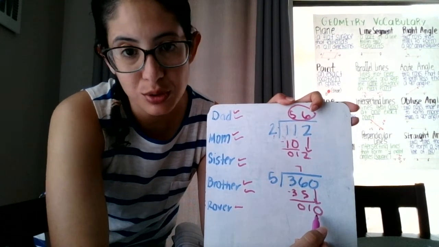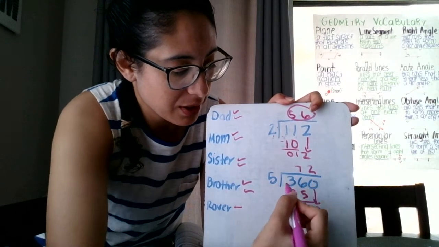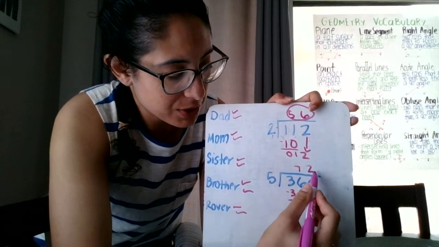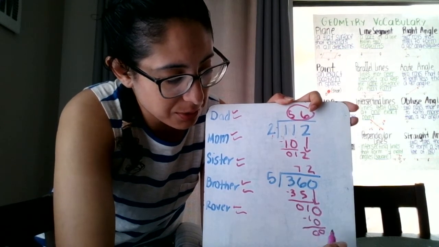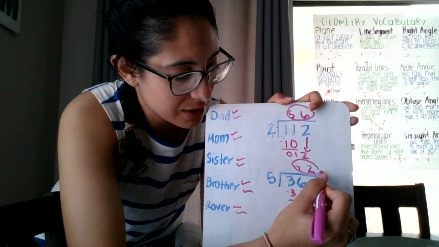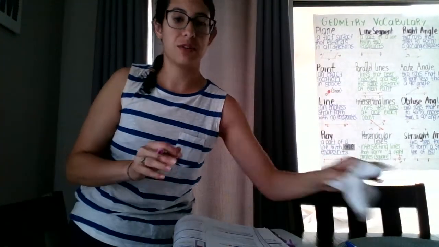5 times 2 is 10. So we'll put the 2 up here. So we repeat it. Now we check. 5 times 2 is 10. And I get 0 remainder. So our answer is 72. Okay? Now, that's long division.